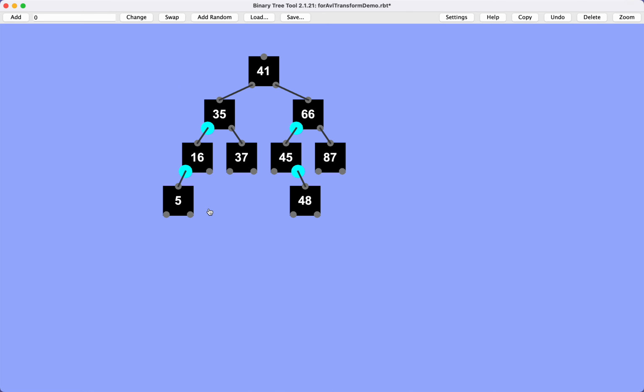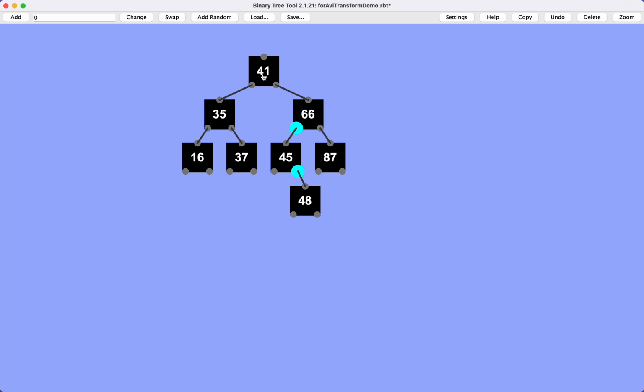Now let's try deleting the 5. Delete the 5. The 16 sees its left subtree has gone to null. Therefore, we move its balance factor 1 over to the right, which means it goes from left leaning to balanced. The 35 has seen its left subtree go from unbalanced to balanced. Therefore, it has shrunk. I need to move this guy's balance factor 1 to the right, so it becomes balanced.